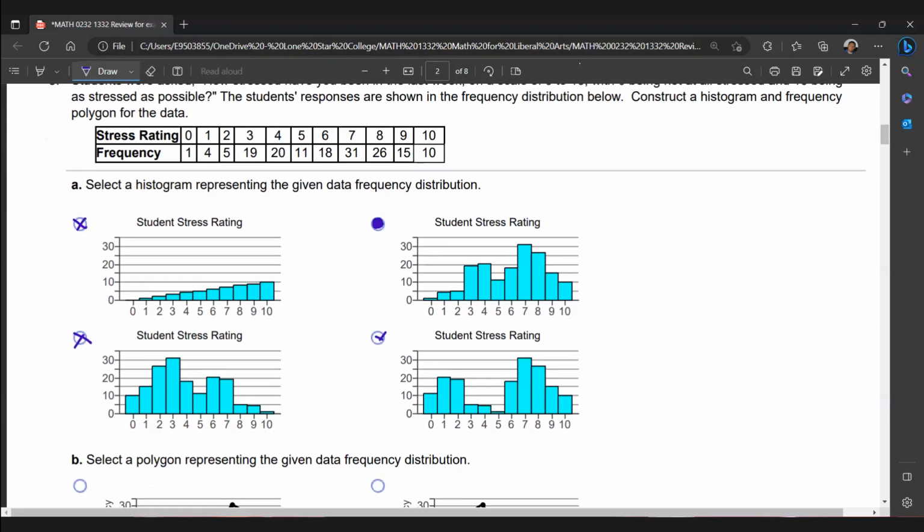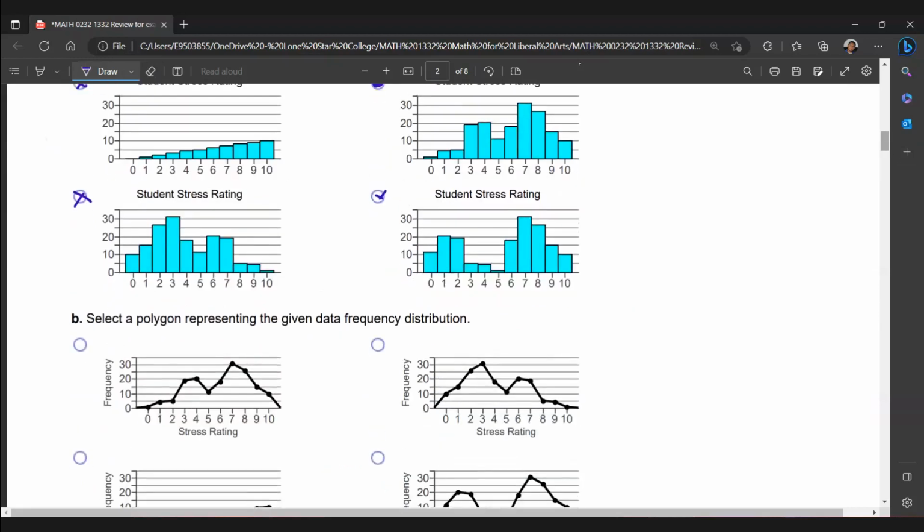And then to create the polygon, okay, we're going to connect the midpoints. So we could do that. Something that looks like this. So we connect them with straight lines. And let's see which one looks similar to what we have up here. Okay.